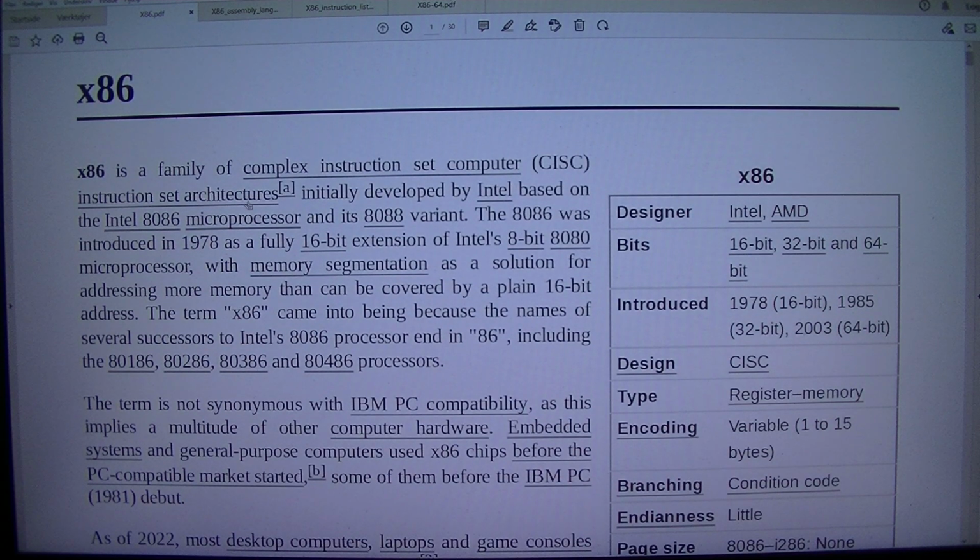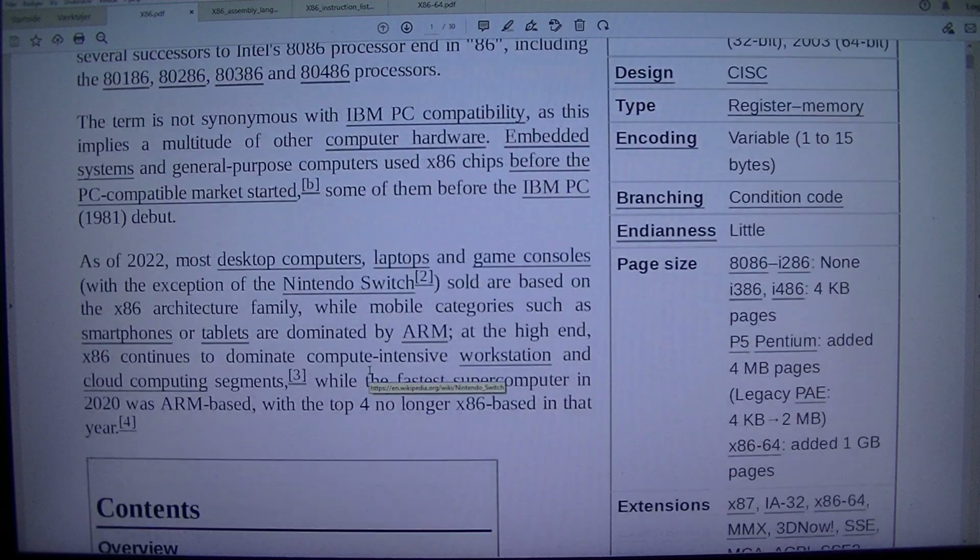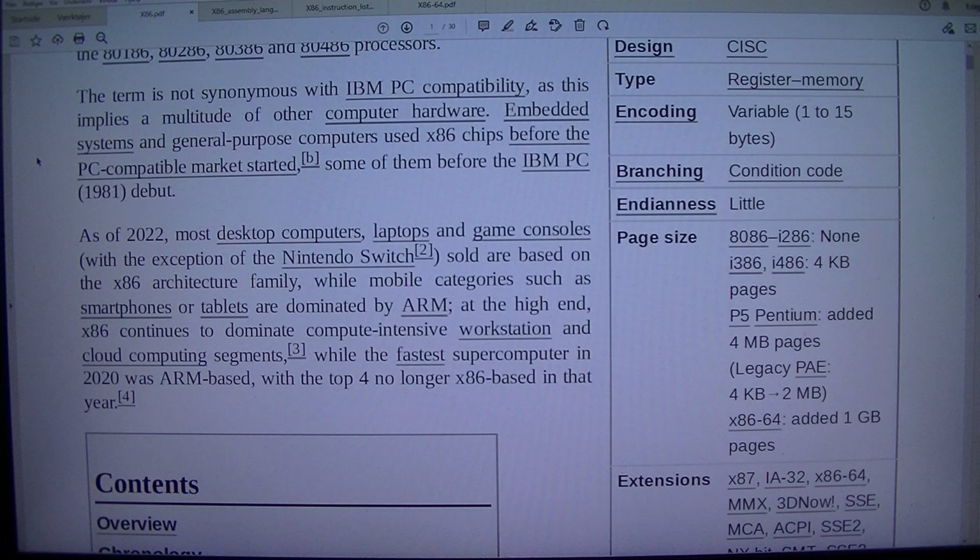X86 is a family of complex instruction set computer, CISC, instruction set architectures, initially developed by Intel based on the Intel 8086 microprocessor and its 8088 variant. The 8086 was introduced in 1978 as a fully 16-bit extension of Intel's 8-bit 8080 microprocessor, with memory segmentation as a solution for addressing more memory than can be covered by a plain 16-bit address. The term X86 came into being because the names of several successors to Intel's 8086 processor end in 86, including the 80186, 80286, 80386 and 80486 processors.